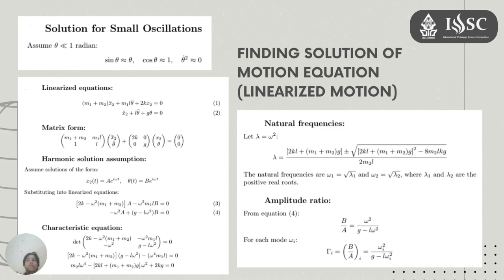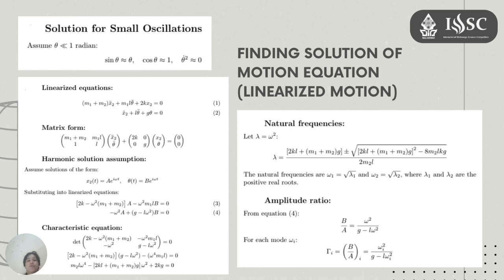To have a non-trivial result, we apply the characteristic equation. We have to find the determinant of this matrix of elements equal to 0. We apply this calculation, and we have the equation equal to 0. After that, we find the natural frequencies with the assumption lambda is equal to omega squared. We apply it to lambda in the equation proposed for natural frequency, with omega 1 and omega 2 equal to the roots of each lambda, where lambda 1 and lambda 2 are positive real roots.